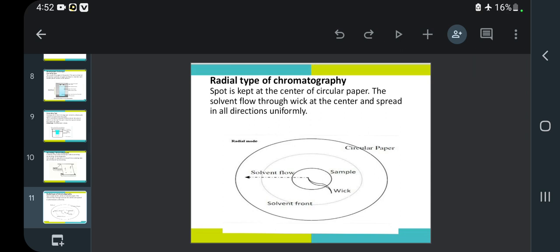Radial type of chromatography. The spot is kept at the center of the circular paper. The solvent will flow through a wick at the center and spread in all directions uniformly. So here we can see we have a circular type of paper, the sample is in the center, and the solvent flows uniformly.